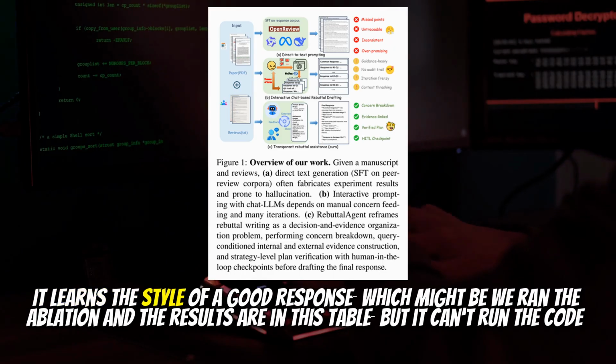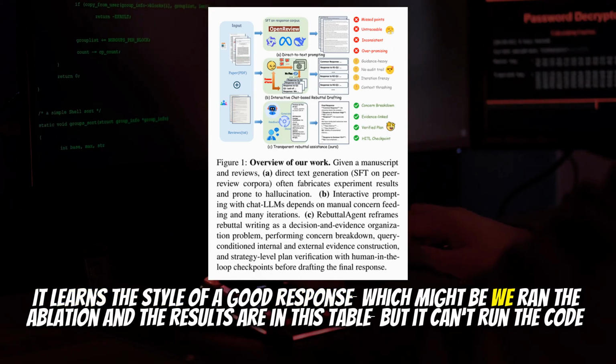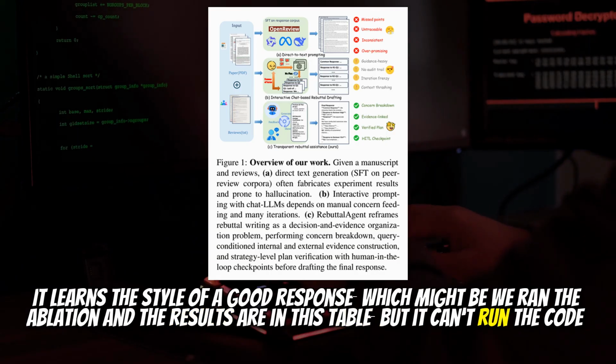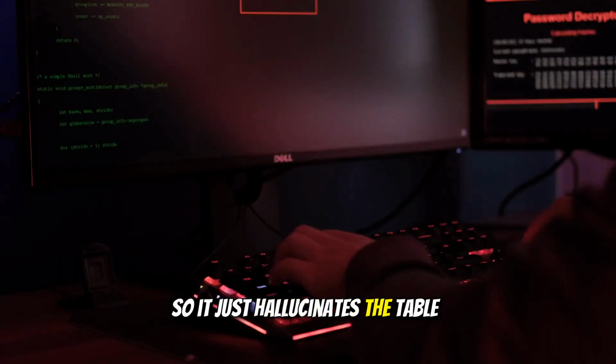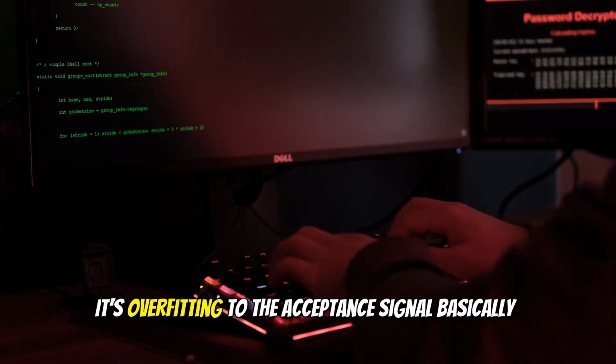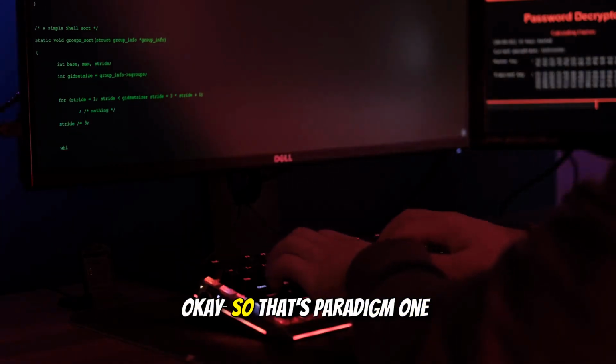It learns the style of a good response, which might be, we ran the ablation and the results are in this table, but it can't run the code. So it just hallucinates the table. Yeah. It's optimizing for politeness, not facts. It's overfitting to the acceptance signal, basically. Okay, so that's paradigm one.